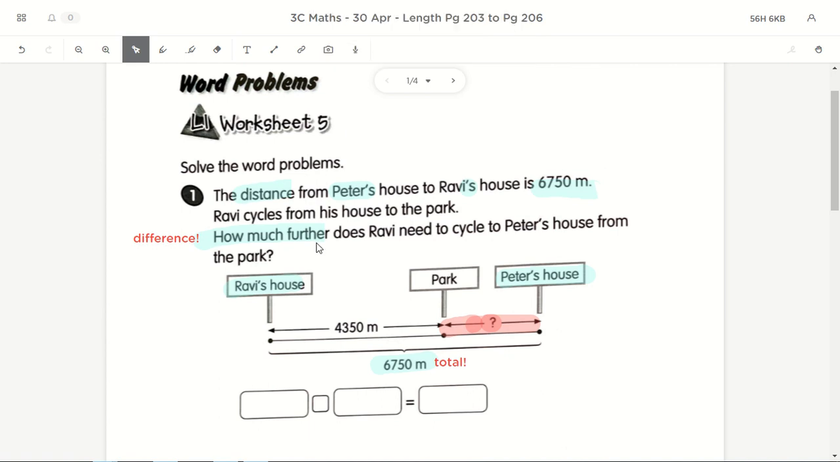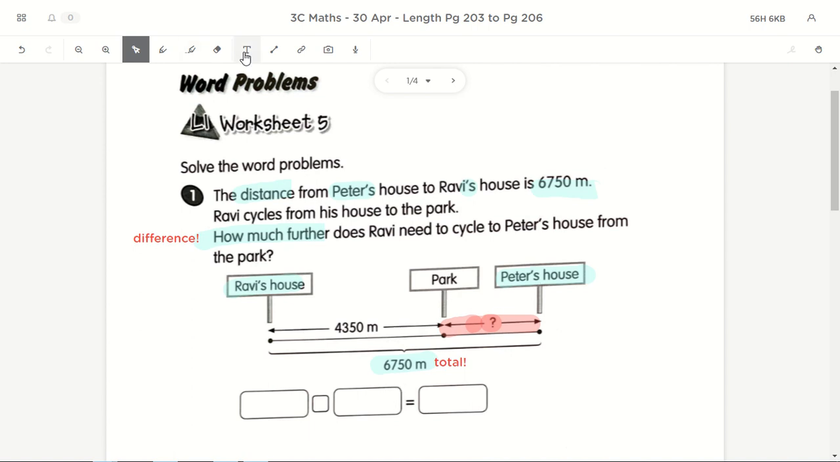All right. So let's start with page 203, question 1. The distance between Peter's house and Ravi's house is 6,750 meters, which is here. This is the total. Ravi cycles from his house to the park. So how much further does Ravi need to cycle to Peter's house from the park? So you're finding this red part here, which is the question mark. The total is this much. This is the distance between the house and the park. We want to find the distance between the park and Peter's house.